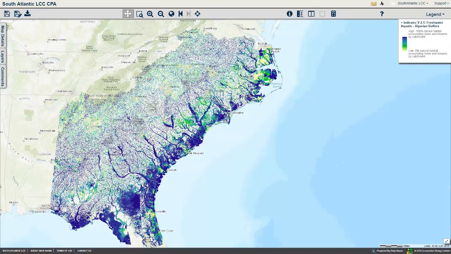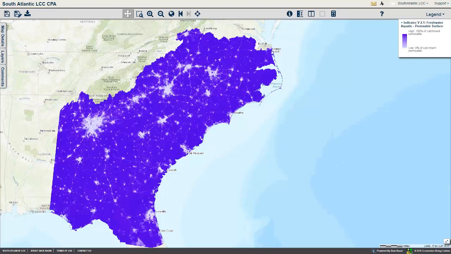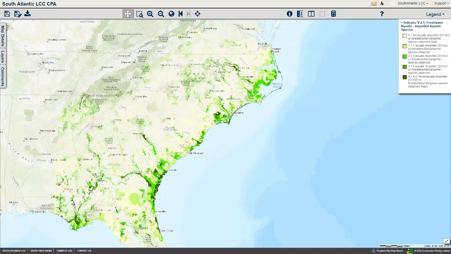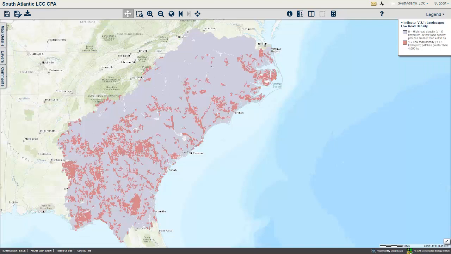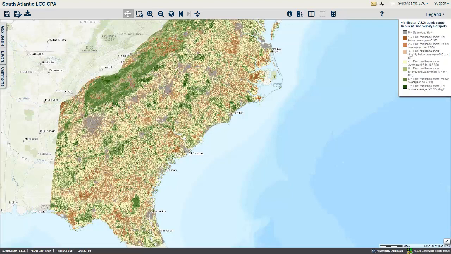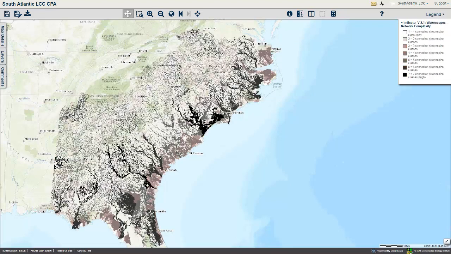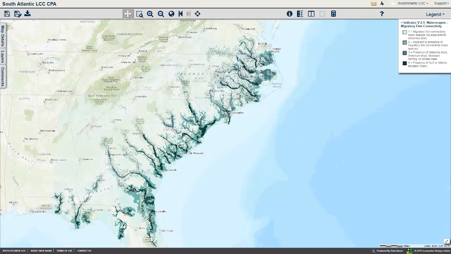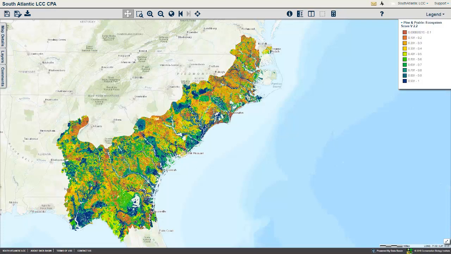Now on to the cross-ecosystem indicators, remembering that we're only using the portion of the indicator within pine and prairie. So we add in the freshwater aquatic indicators, that's riparian buffers, permeable surface, and imperiled aquatic species, the landscapes indicators, that's low road density, low urban historic landscapes, and resilient biodiversity hotspots, plus all the waterscapes indicators, that's network complexity and migratory fish connectivity. And Zonation gives us the ecosystem integrity scores for pine and prairie.